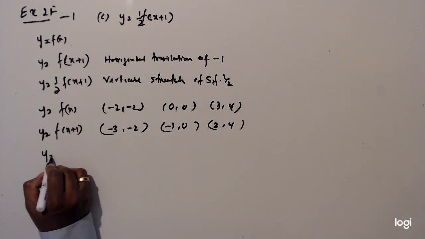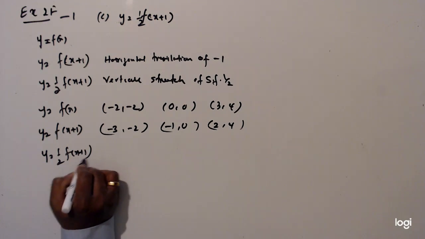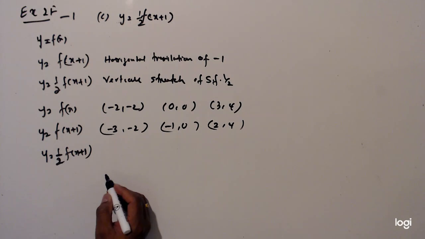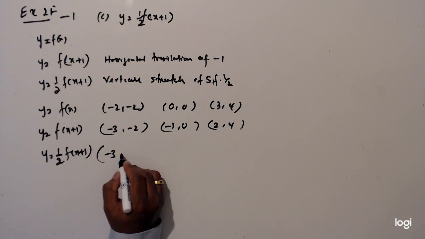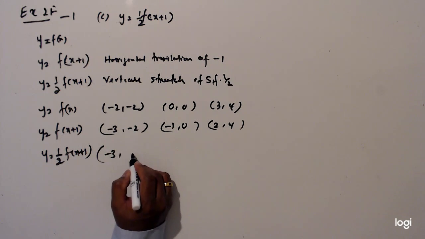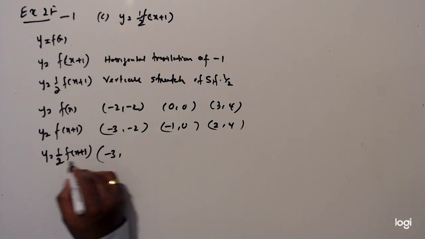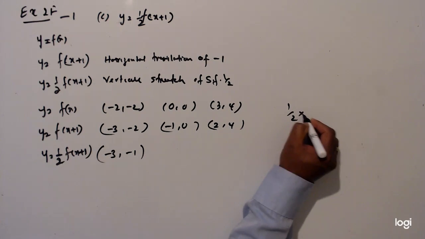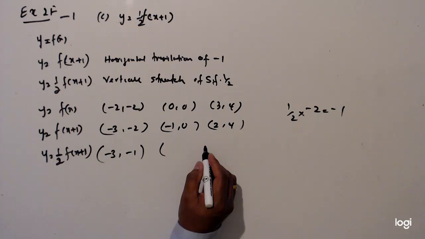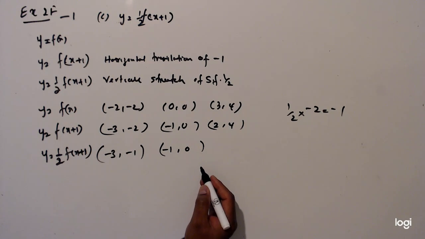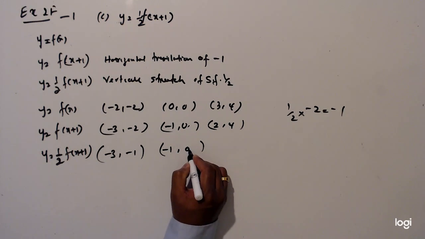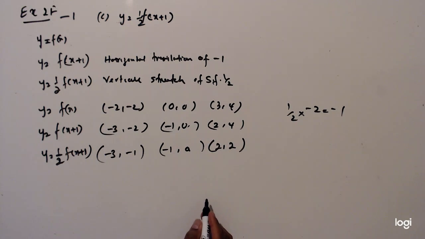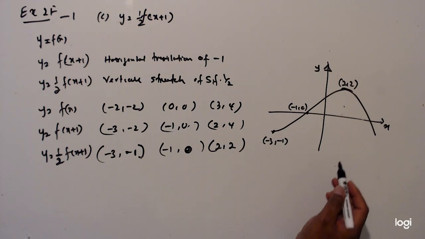Now y equal half of f(x plus 1). So this is a vertical stretch of half. So this is affecting the y value. So (-3, 2) halved, multiply by half, or divide by 2, that is (-3, 1). Half times 2 is 1. So this is going to be (-1, 0) as it is. When you multiply 0 by half, it is 0. And when you multiply 4 by half, it is going to be 2. So those are the new coordinates. So this is the graph.